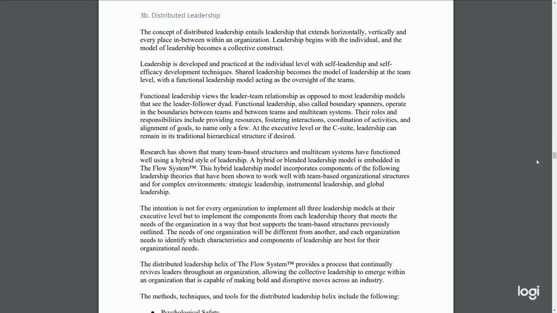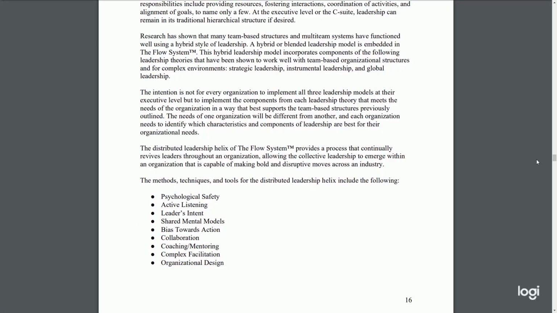The distributed leadership helix of the flow system provides a process that continually revives leaders throughout an organization, allowing the collective leadership to emerge within an organization that is capable of making bold and disruptive moves across an industry. The methods, techniques, and tools for the distributed leadership helix include the following: psychological safety, active listening, leader's intent, shared mental models, bias towards action, collaboration, coaching or mentoring, complex facilitation, organizational design.